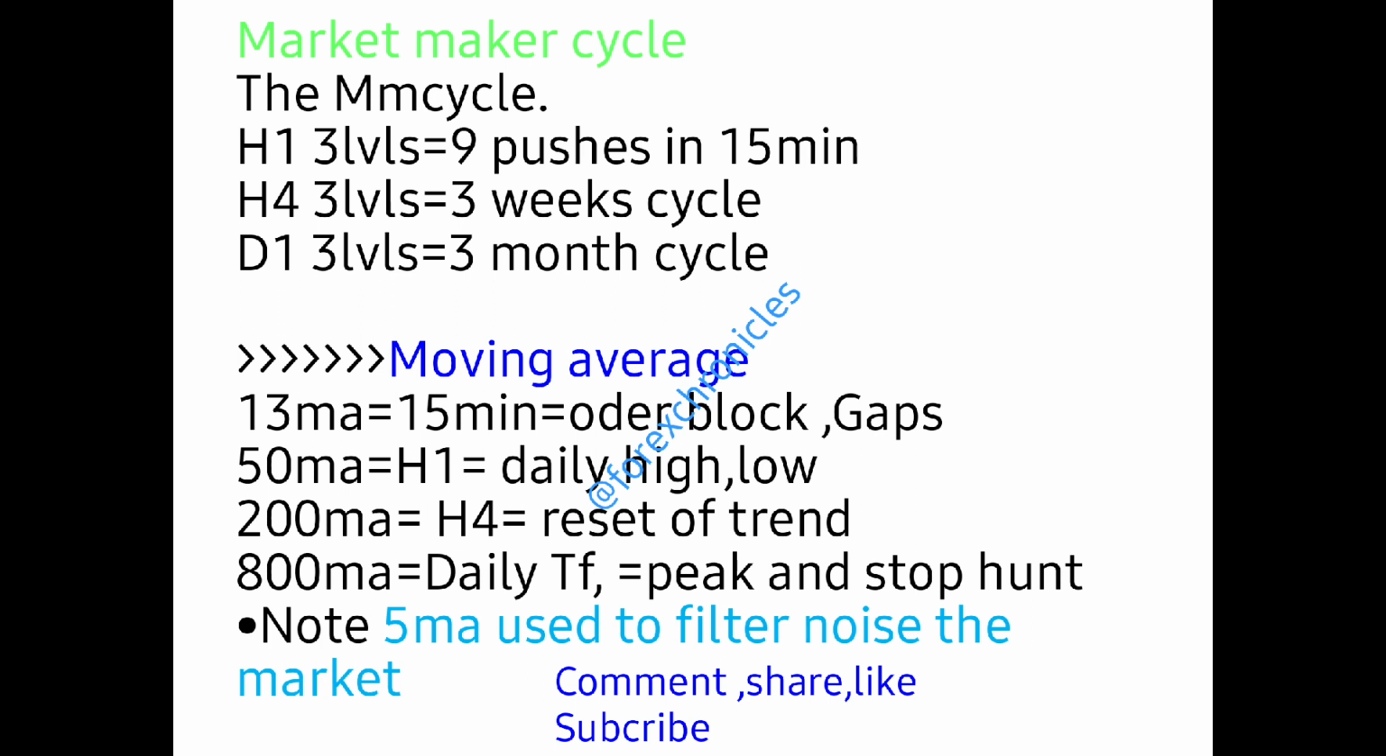Coming to the moving averages, there is 13, which represents 15 minutes, and it normally shows the order blocks and the gaps. Then the 50 moving average shows the daily time frame. 200 represents H4, 800 represents the daily time frame. Sometimes it shows the peak or stop hunts, where the big institutions take the stops, where they've settled their money and will come and take later. So it's very easy and very common. And the 5 moving average filters the noise in the market.